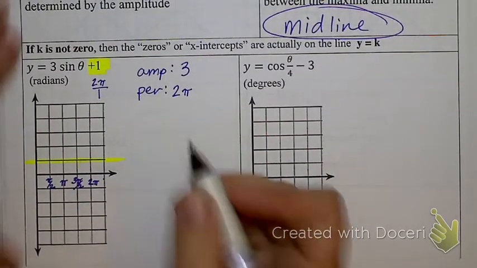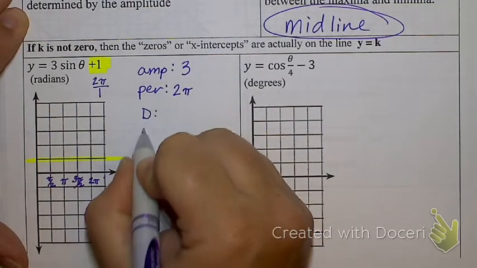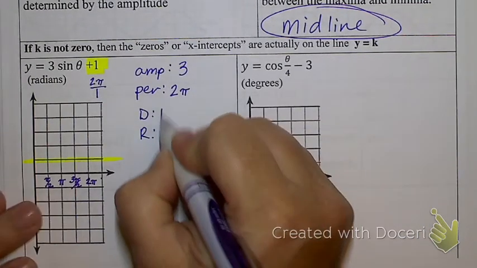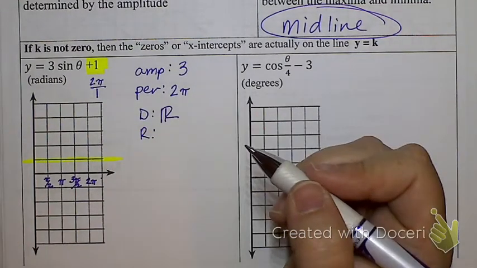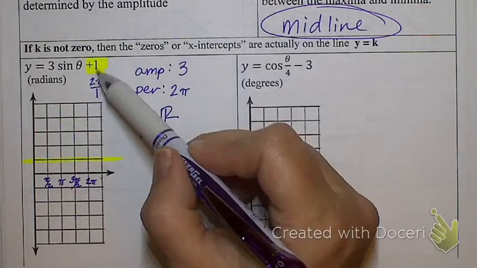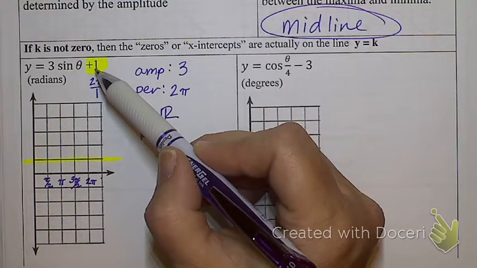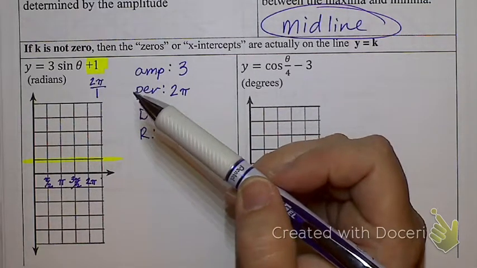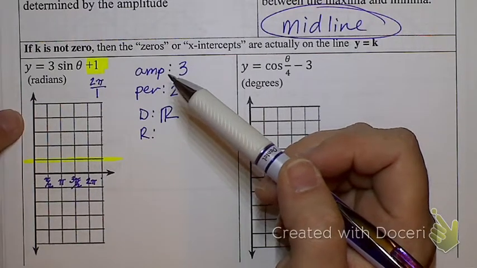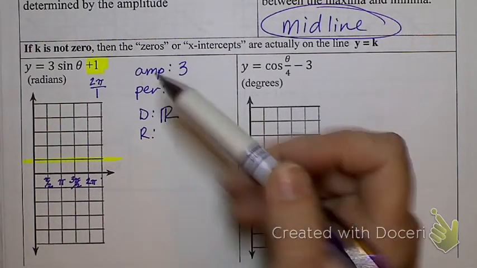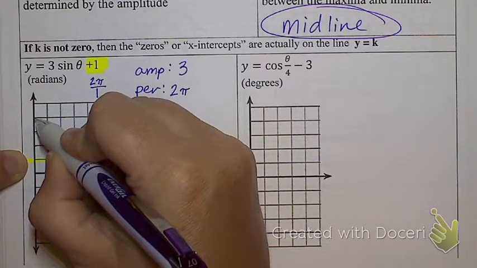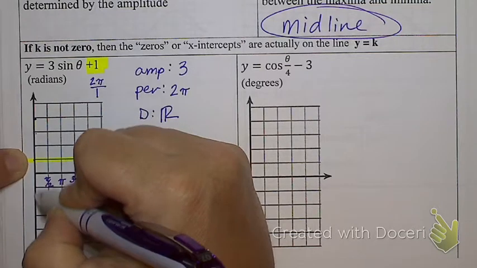Okay? We will talk domain. We will talk range. Actually, let's talk domain now. What's my domain going to be? All real numbers. So all I'm doing is taking the graph that we would have done before, and in this case I am shifting it up 1. Now here's the tricky part. When my amplitude is 3, I am no longer going from positive 3 to negative 3. I am going 3 above this line and 3 below this line.